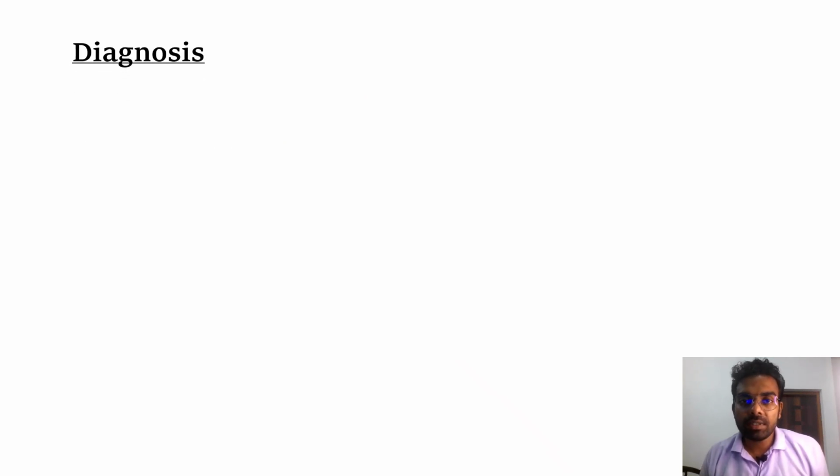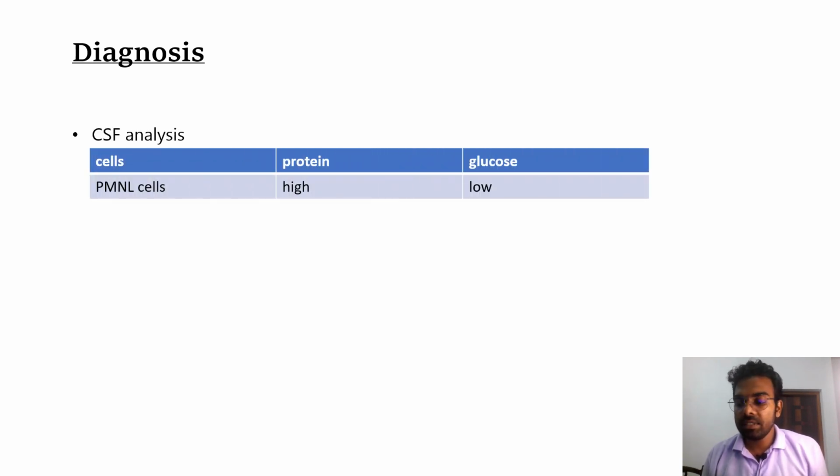So how do you diagnose it? Diagnosing Naegleria fowleri is a little bit difficult. We have to do a CSF analysis, which is almost similar to bacterial meningitis. Cells will be predominantly polymorphonuclear cells. Protein will be high and glucose will be low.